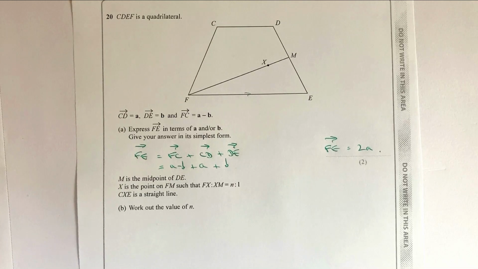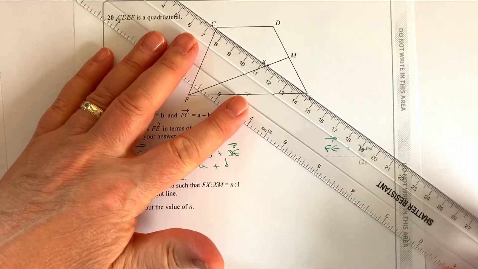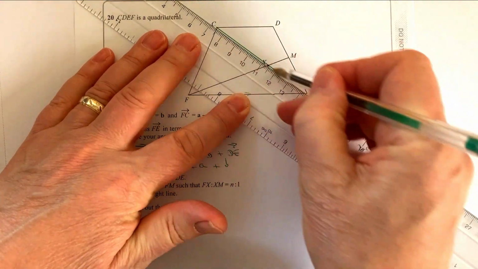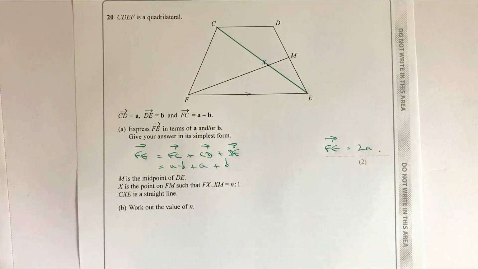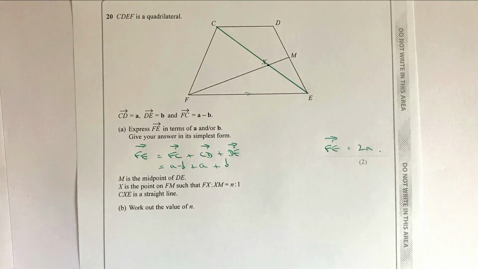So the way I'm going to do this is I'm actually going to draw a line between C and E through X because it will help me then to use a device called matching coefficients, and you'll see what I mean as we move a little bit further into this particular question. Okay, so we've got quite a lot of information here. It says work out the value of n.